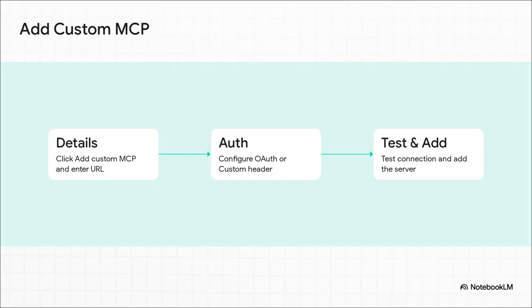Now, the default tools are awesome, but the real power is hooking up the specific third-party tools you use every single day. In Unsloth Studio, you just click Add Custom MCP. Give it a friendly name, like Vercel, and drop in the URL.